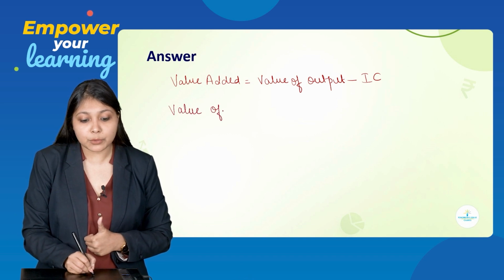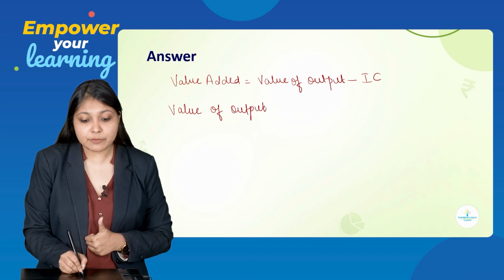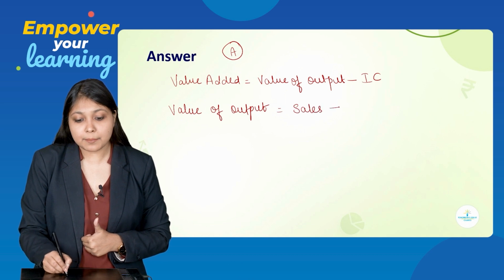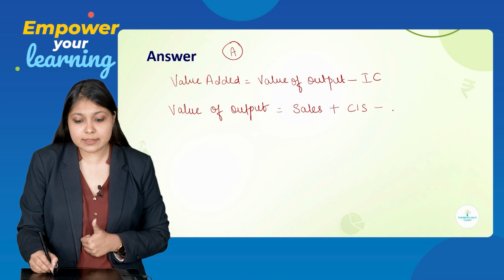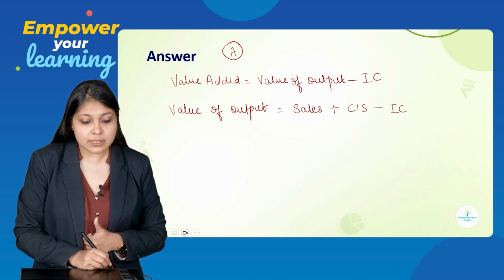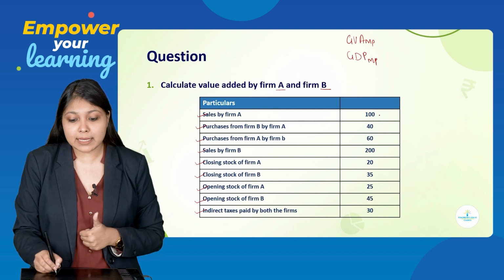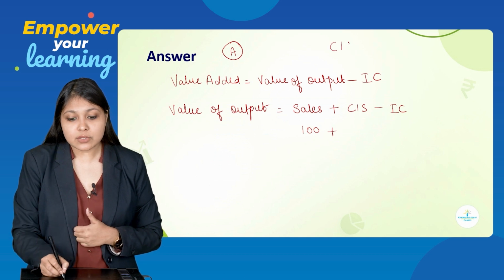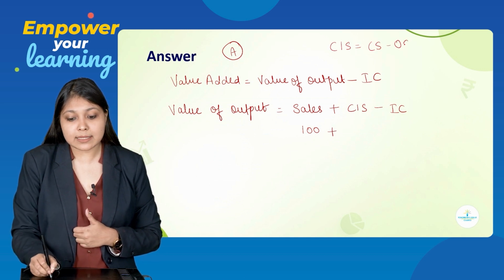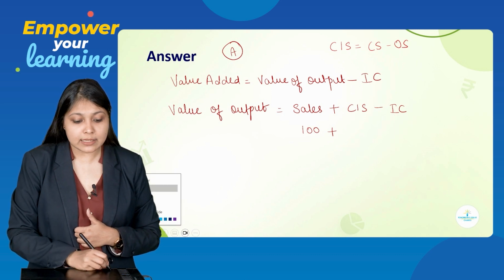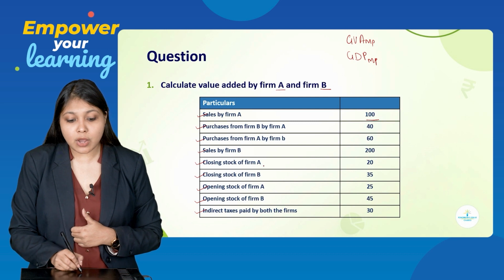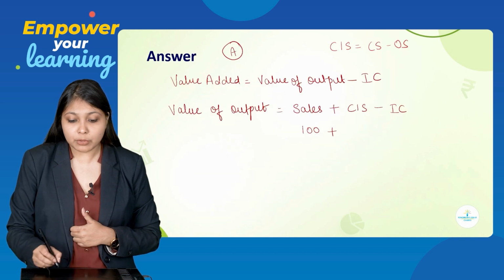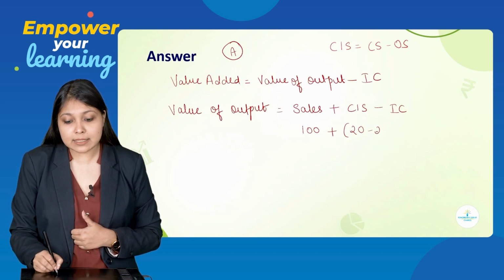Value of output, remember first of all we are finding it for firm A, is equal to sales plus change in stock, minus intermediate consumption. Let us look at the sales. Sales by firm A is 100. So 100 plus change in stock, which is equal to closing stock minus opening stock. Let us see if it is given in the question. Closing stock of firm A is 20 and opening stock is 25. Yes, both pieces of information are given to us. So 20 minus 25.